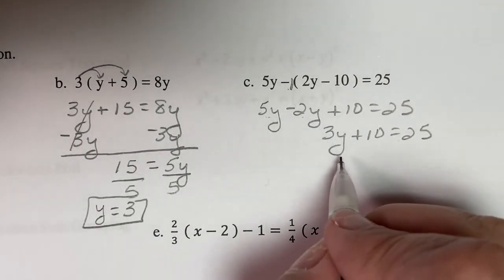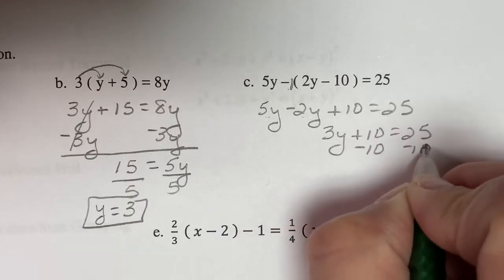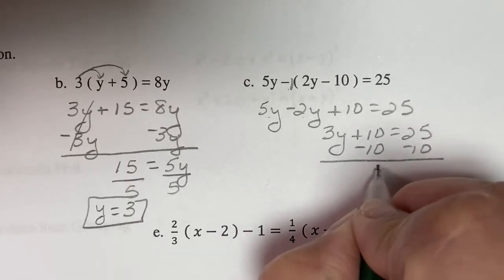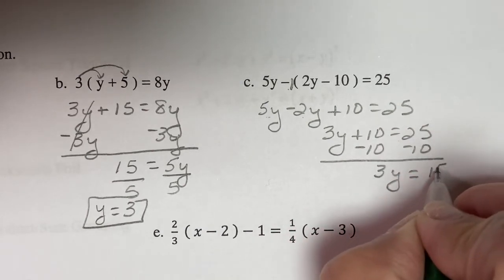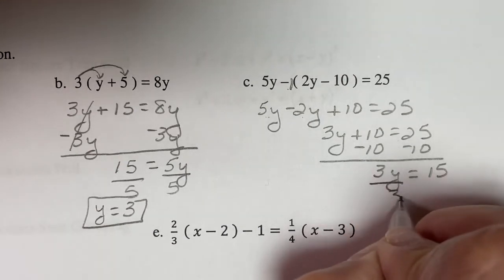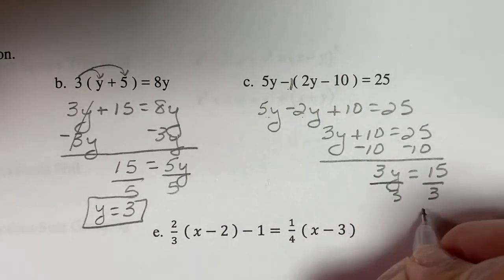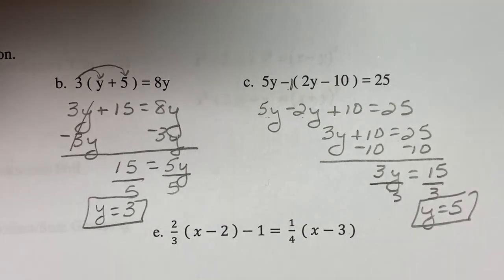Now all my variables are on the left, so we're going to subtract 10 from both sides, which will give me 3y is equal to 25 minus 10, which is 15. And isolate the y by dividing both sides by 3, and you can see we're going to get y is equal to 5.